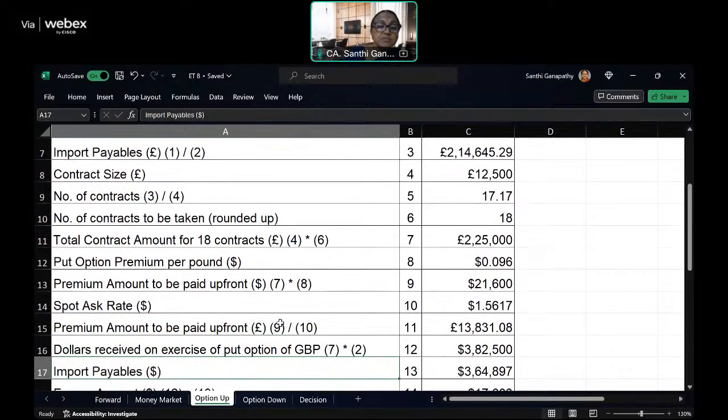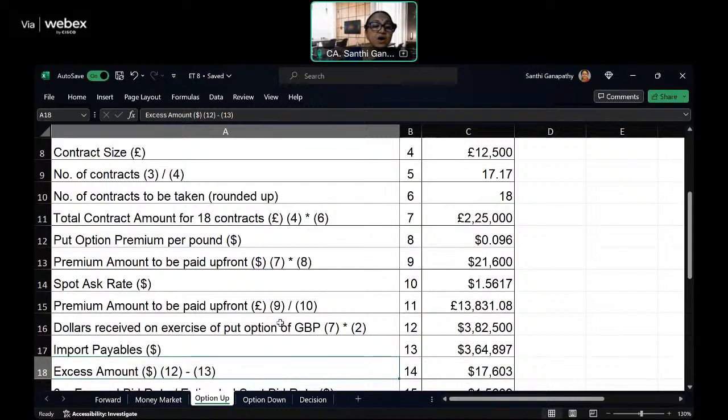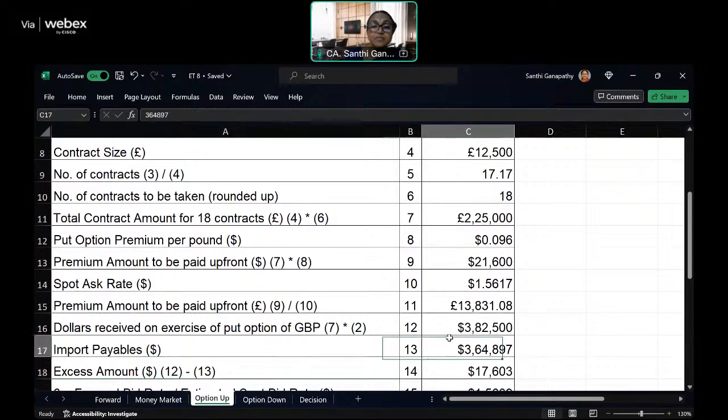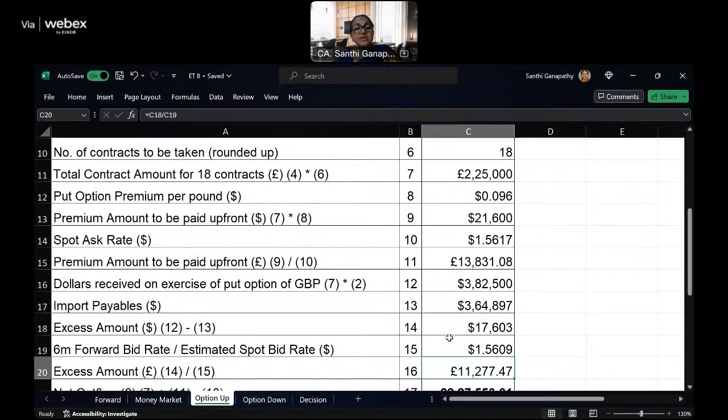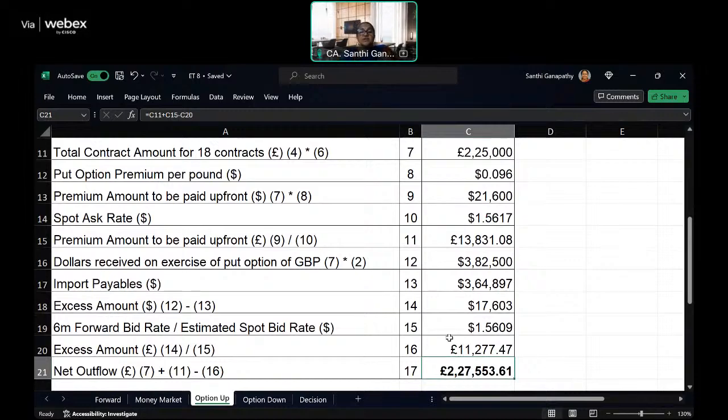So what is the premium amount? On exercising the option, what is the amount you will receive? Out of which, however much import payable you have to pay, you will pay. Balance excess amount, you will convert. So what is the net outflow?